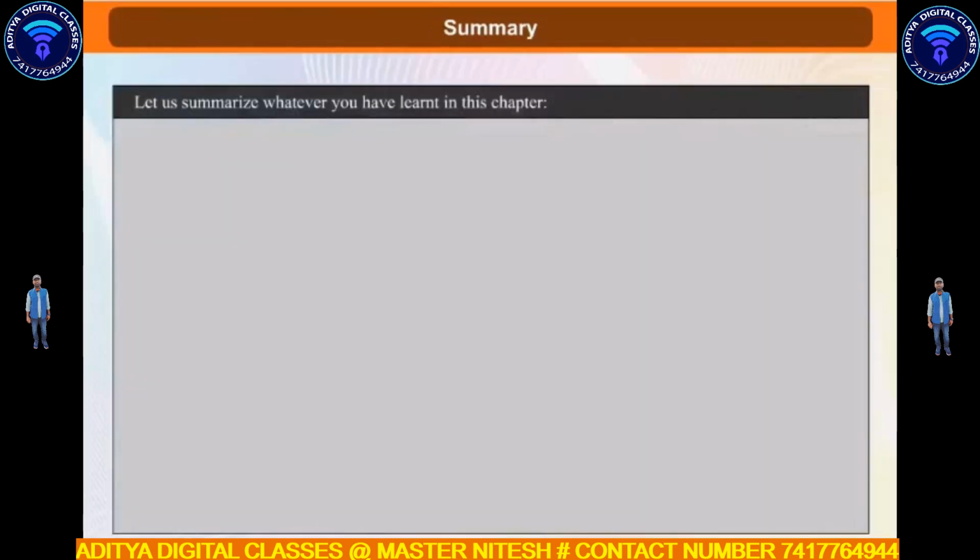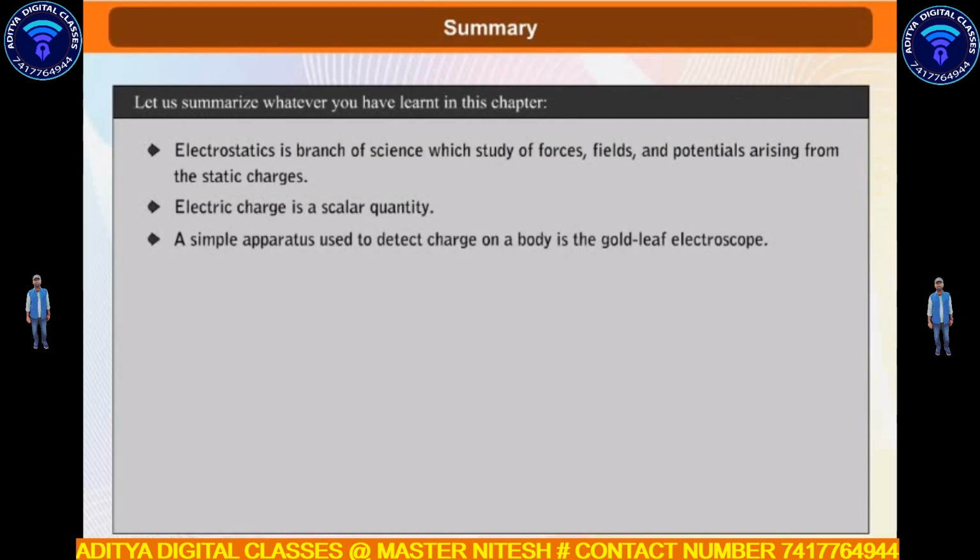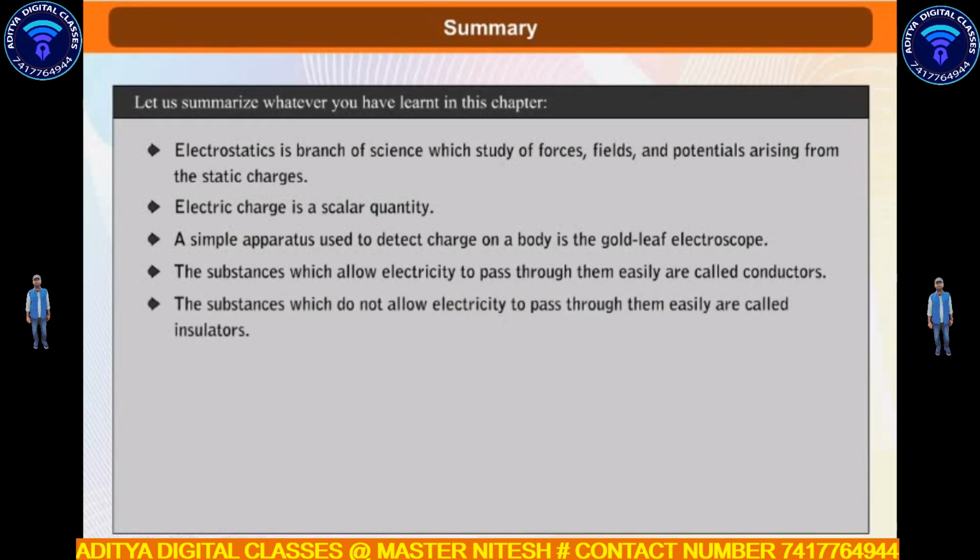Let us summarize whatever we have learnt in this chapter. Electrostatics is the branch of science that studies forces, fields and potentials arising from static charges. Electric charge is a scalar quantity. A simple apparatus used to detect charge on a body is the gold leaf electroscope. The substances which allow electricity to pass through them easily are called conductors. The substances which do not allow electricity to pass through them easily are called insulators.